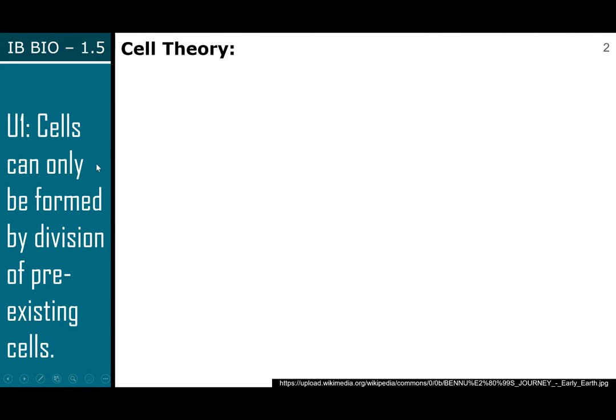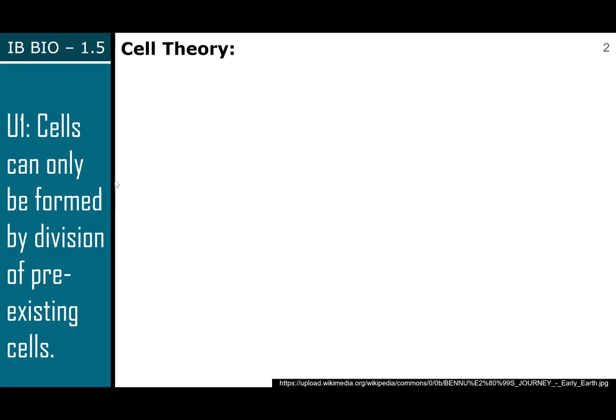So understanding number 1. Cells can only be formed by division of pre-existing cells, meaning cells don't just magically appear. They can only come from other cells. And we call that cell theory. That's one of the major components of what we call cell theory.